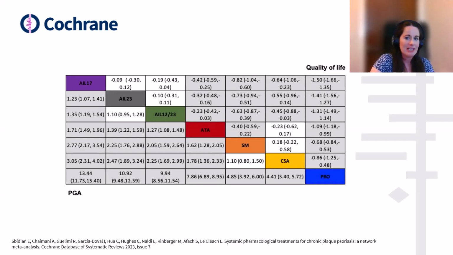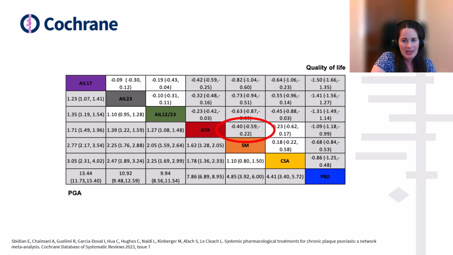So here is an example of a league table from the Cochrane review assessing systemic pharmacological treatments for chronic plaque psoriasis. This league table shows the results from 2 NMAs. The top half shows the results from the outcome quality of life, while the bottom half shows the results from the outcome PGA, which stands for Physician Global Assessment of Psoriasis.